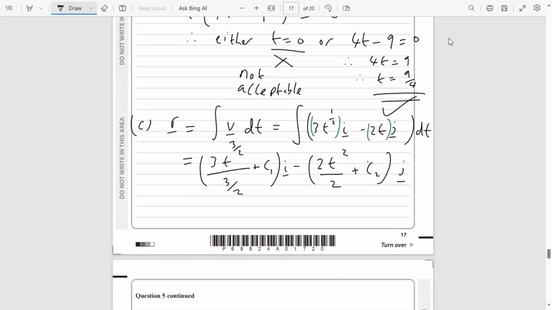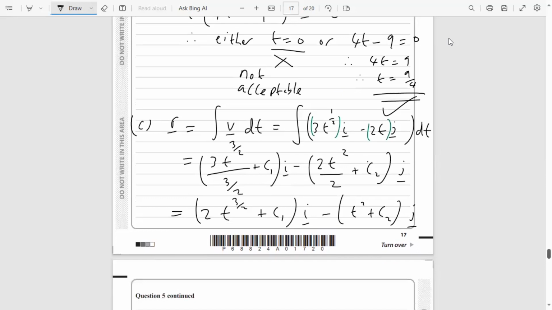So, okay, let's just simplify our numbers here, just make this nicer. So 3 divided by 1.5, well, that's going to be 2. So 2t to the power 3 over 2, and then plus this C1 in our i direction. And then take away, well, 2 over 2 is just 1. So we get t squared plus C2 in our j direction.